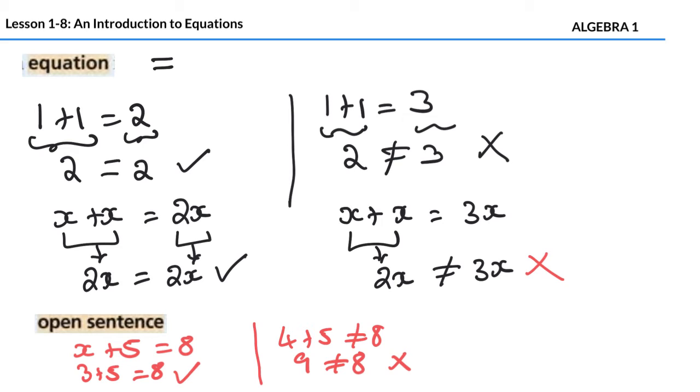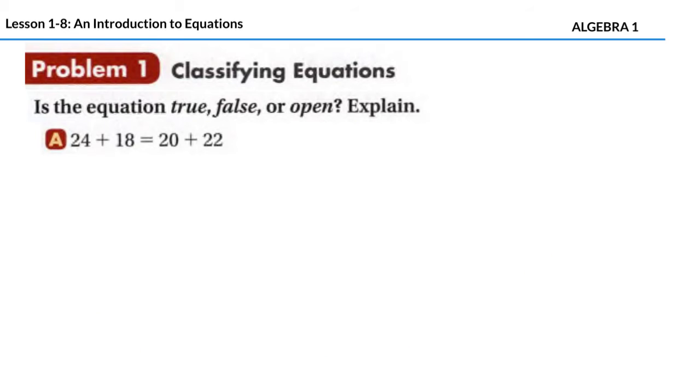Now let's see how to classify equations. Let's take some problems on it. Let's classify the equations. Is the equation true, false, or open? Explain. So A, 24 plus 18 is equal to 20 plus 22. Now is this a true equation, a false equation, or an open equation? Now how much is 24 plus 18? It's 42. And how much is 20 plus 22? It's 42. So is this a true equation? It is a true equation.